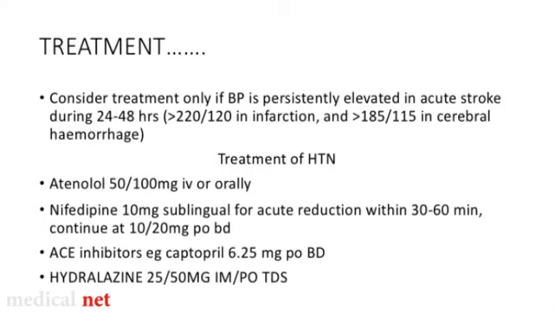Also consider treatment only if the blood pressure is persistently elevated in acute stroke during 24 to 48 hours. So if the blood pressure is greater than 220 over 120 in infarction and greater than 185 over 115 in cerebral hemorrhage, then for treatment of hypertension, we give atenolol 50 or 100 mg IV or orally. We give nifedipine 10 mg sublingual for acute reduction within 30 to 60 minutes, continuing 10-20 mg twice a day. Also, we give ACE inhibitors, for example captopril 6.25 mg BD. We give hydralazine 25 or 50 mg IM or orally 3 times a day.